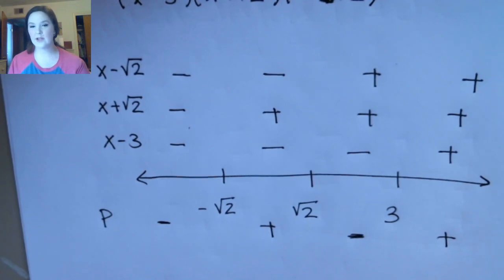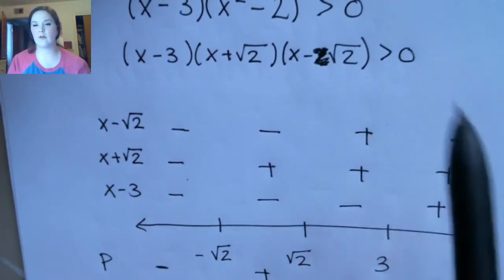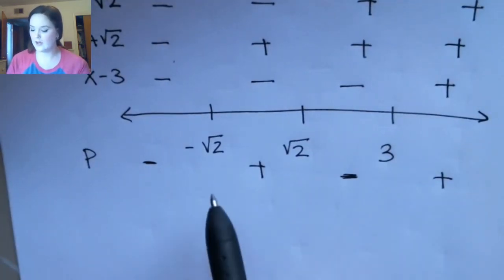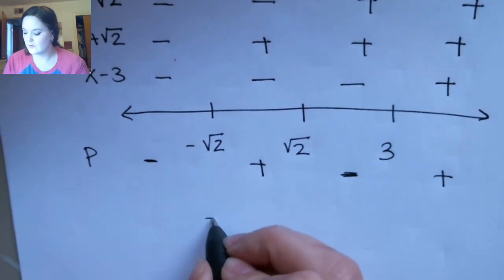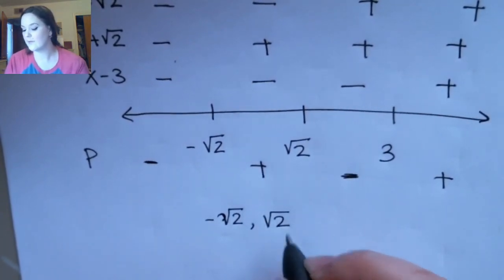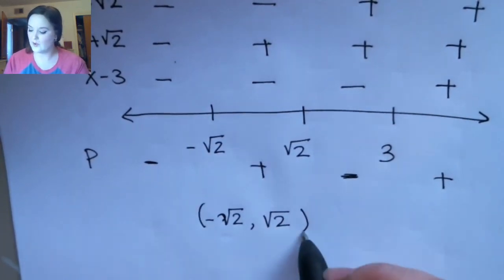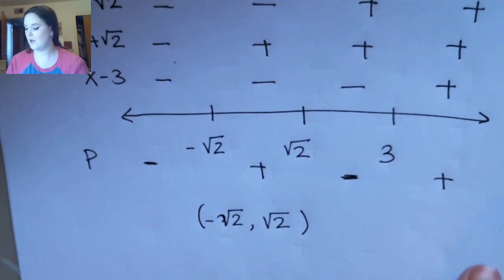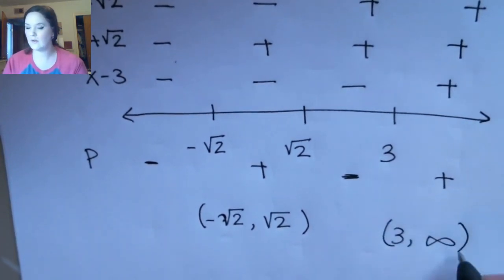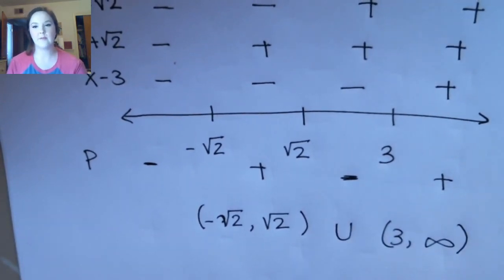Once I have my sign chart done, I look back at the question, greater than 0. That means I'm looking for the plus areas. So between negative root 2 and positive root 2. Because it's strictly greater than, I'm going to use parentheses. And then this part, 3 off to infinity. I'm going to combine those two intervals using the union.